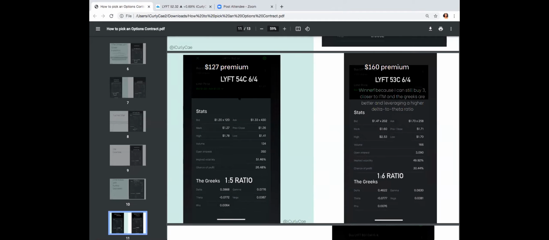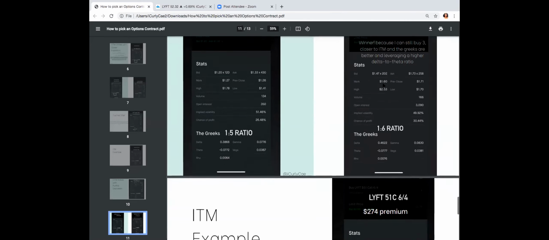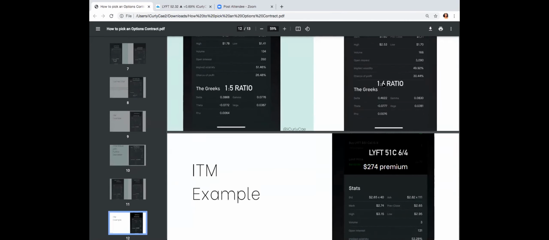Now, you can still purchase this one, don't get me wrong. But what I'm saying is you can still get just as much bang for your buck by buying this one right here. Okay? All right, cool. Let's keep it going.